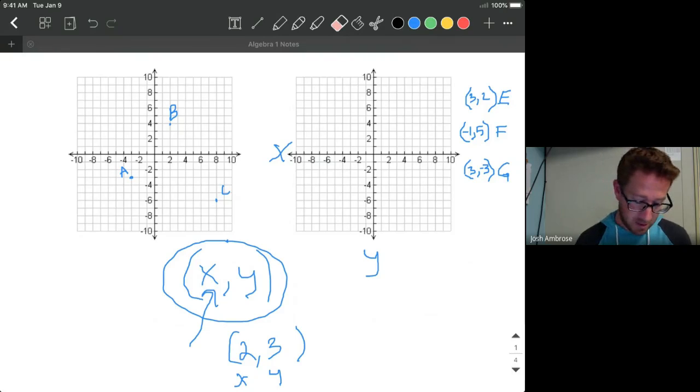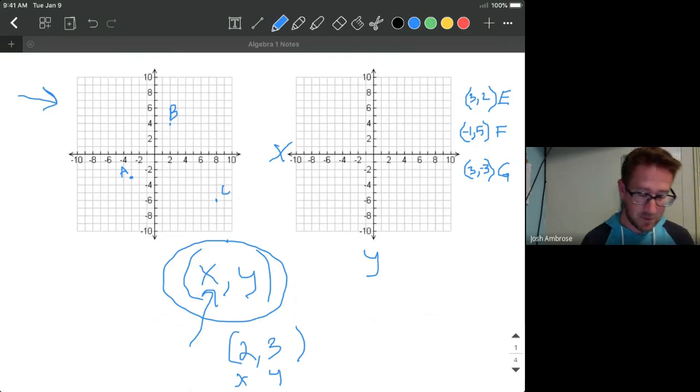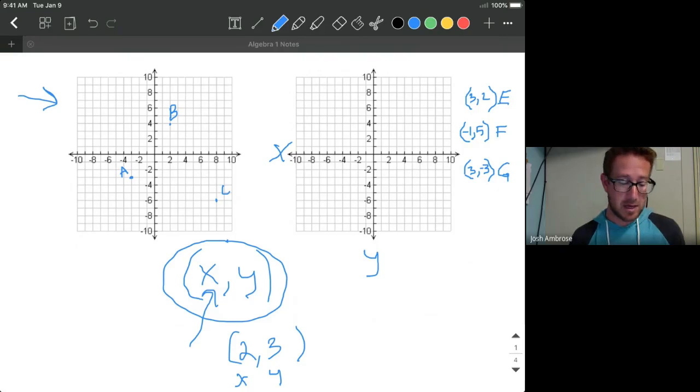All right, so let's move into what if you are given a point. And by given a point, I'm talking about this graph right here. What if they say, here's A, here's B, here's C, but they don't tell you the actual coordinates of A and B and C? Where is that on the graph?